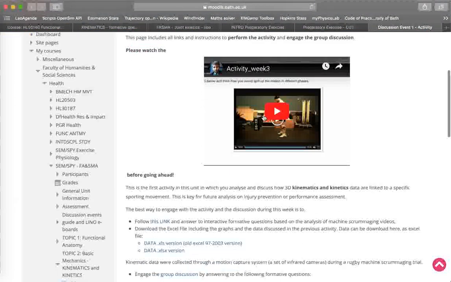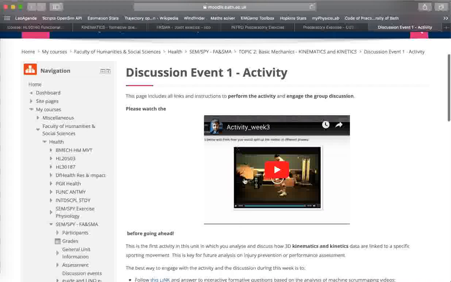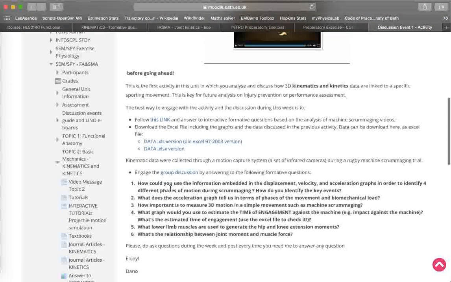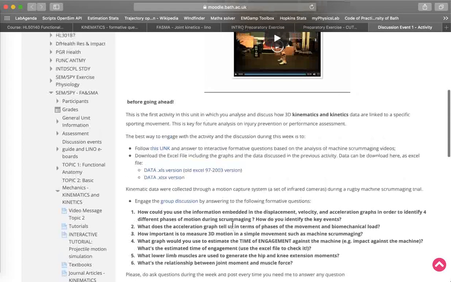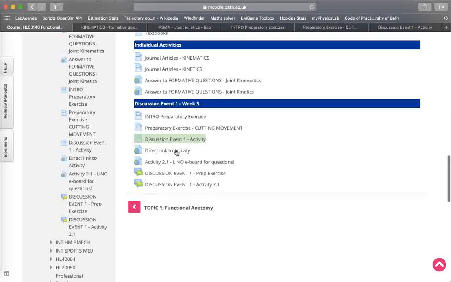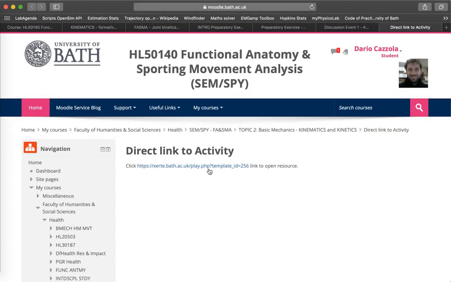Here there is a page for the second activity, and there is some information about the activity here. There is also an Excel file where you can find the data if you want it. Once you've followed the link to the activity, there are again other questions for you to answer. I can go through the activity as well, just to show you how it works.